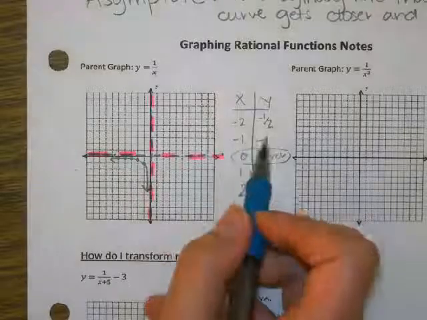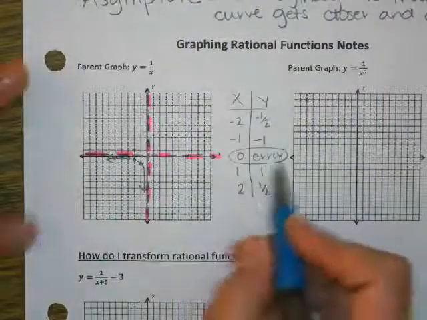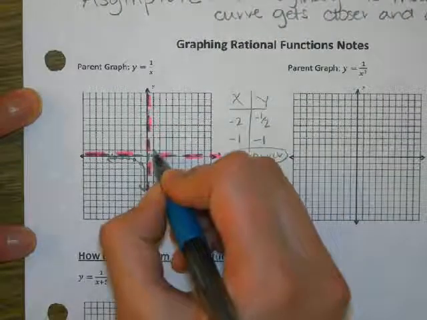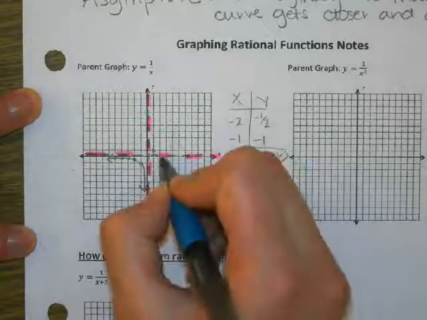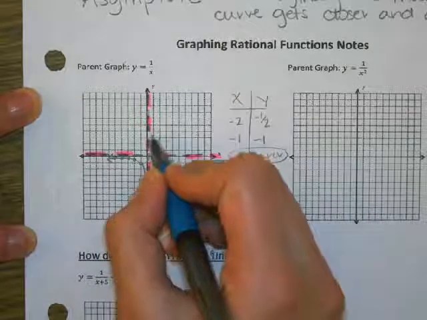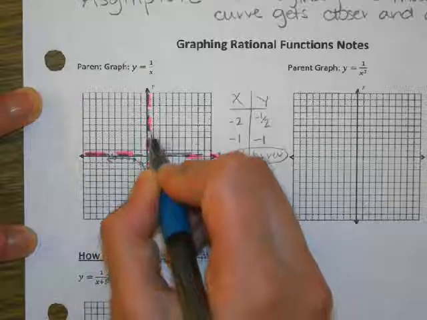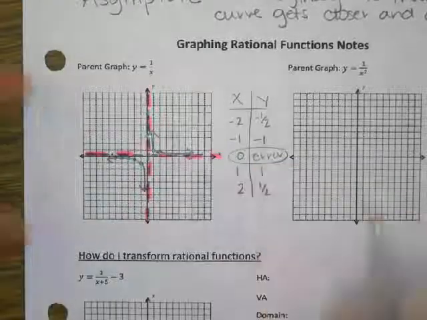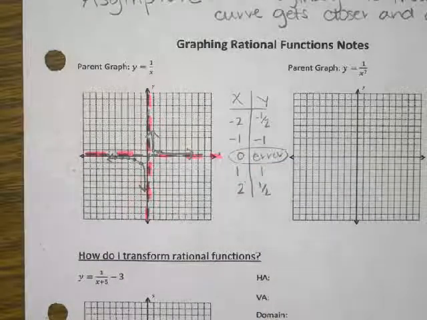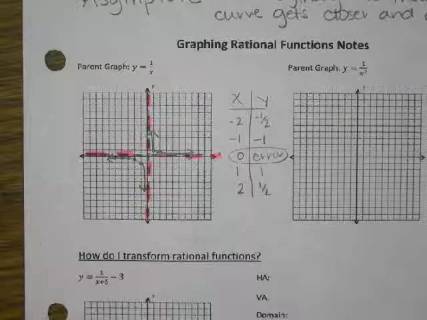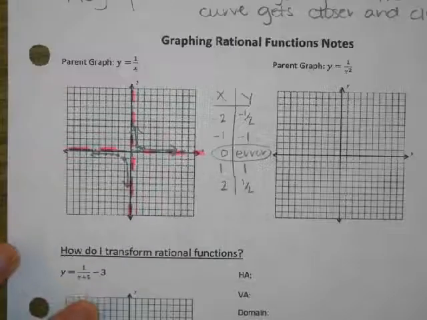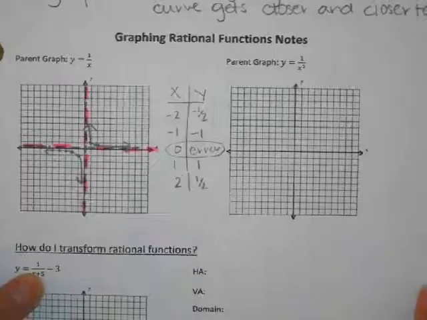Okay, so we graphed the left half. We also have to graph the other half. So we've got the point 1, 1, and the point 2, 1/2. And the curve follows the asymptotes, like that. So that's one rational function. We've got another one over here.